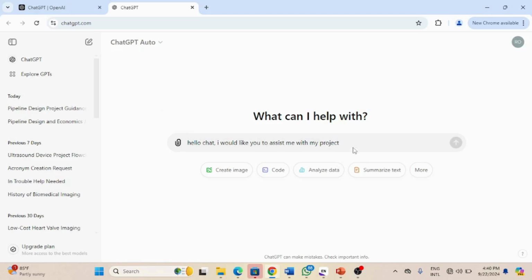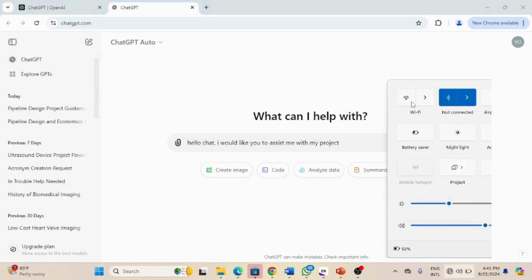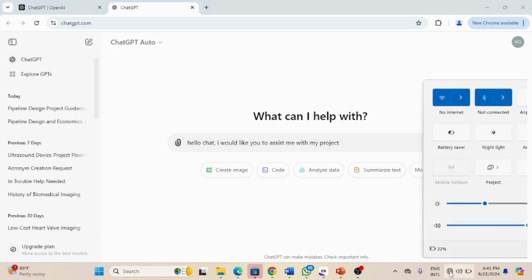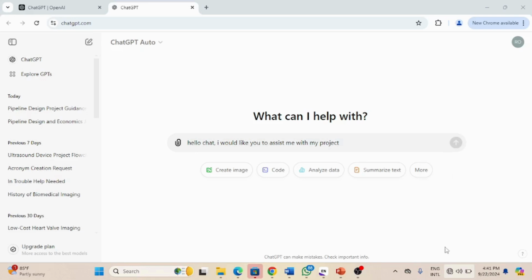So I'd like you to assist me with my project. Now, if you want to get a very good response, what you're supposed to do is give it the right specification, as in what you think it should give suggestions about. So you can start by describing yourself as a first-year biomedical engineering student who has been given a project.